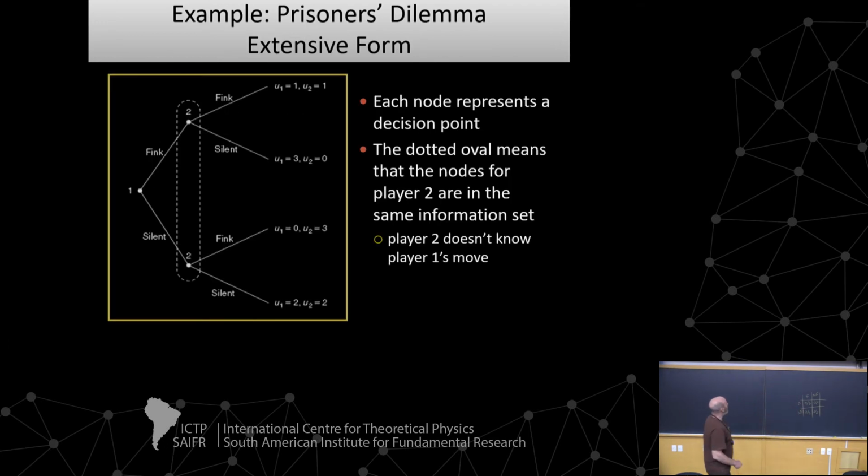So this is the extensive form. So we have a tree here. This is a tree. And the idea is that this is played simultaneously, but the representation is not simultaneous.